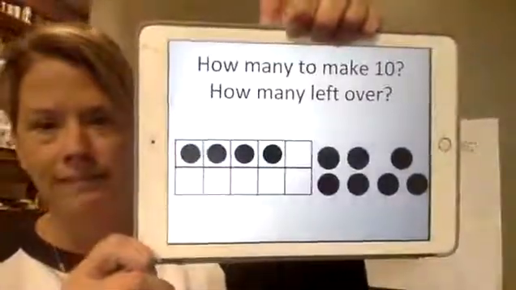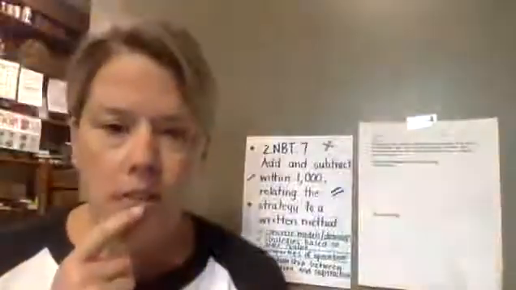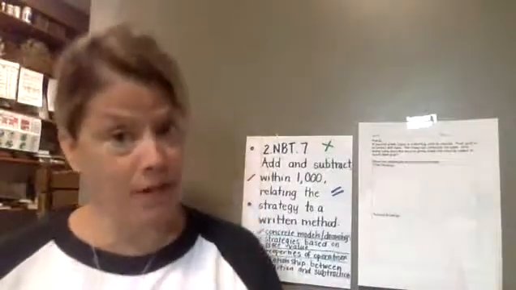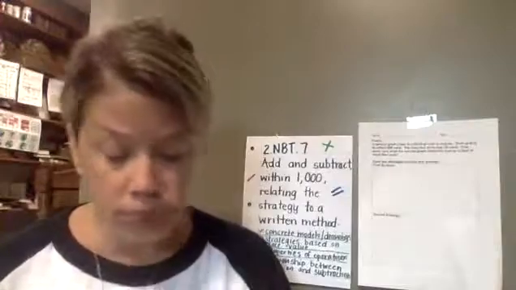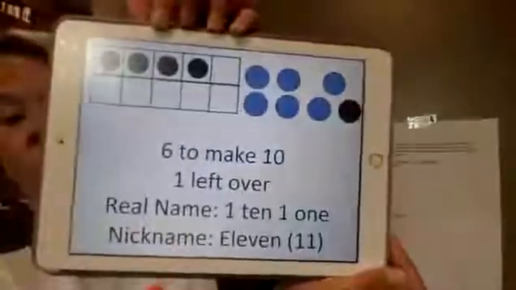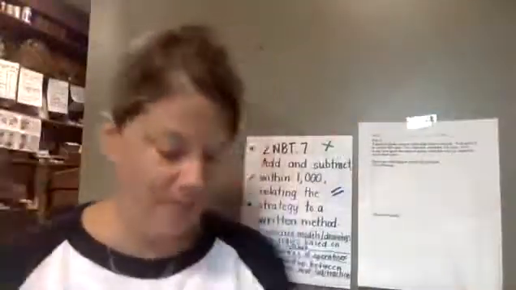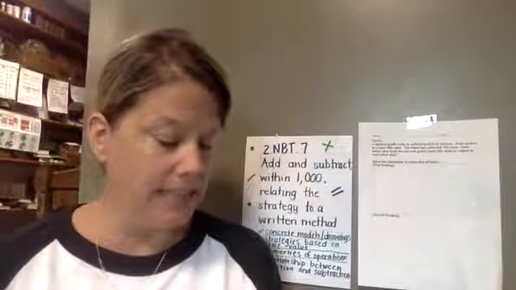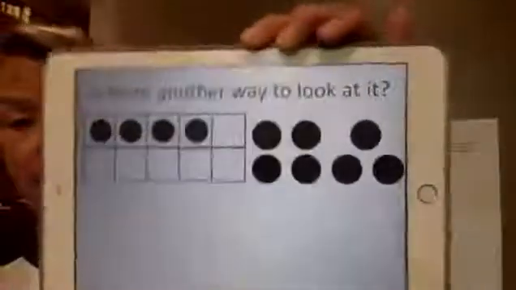Lots of subitizing. How many to 10? 6. How many would be left over? 1. So that would be 1 ten and 1 one. Our nickname is 11. So let's look at this. And then it asks us, is there another way to look at it?